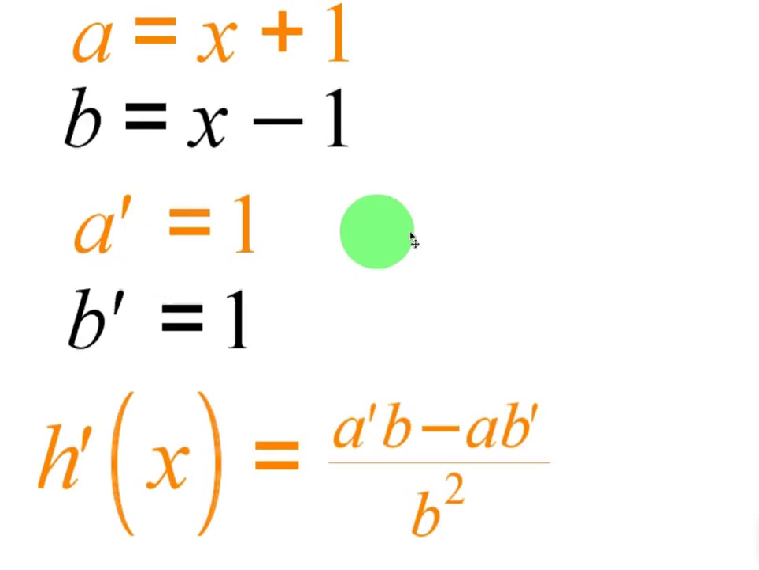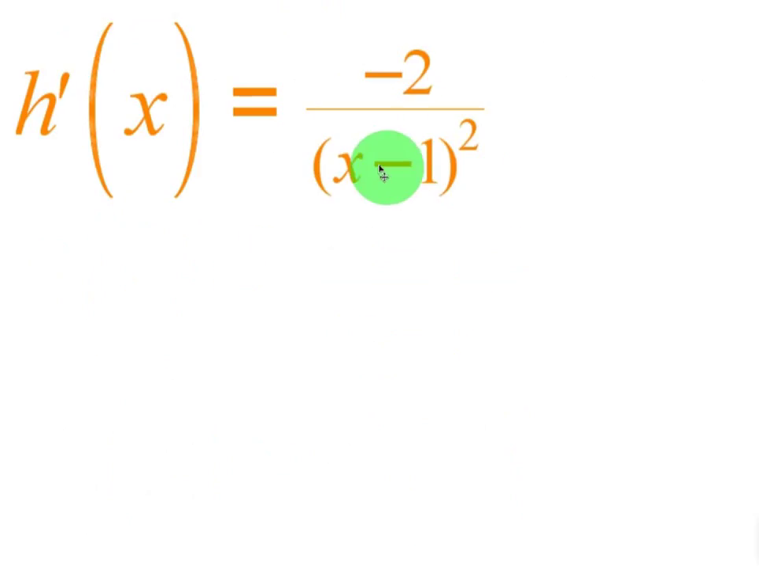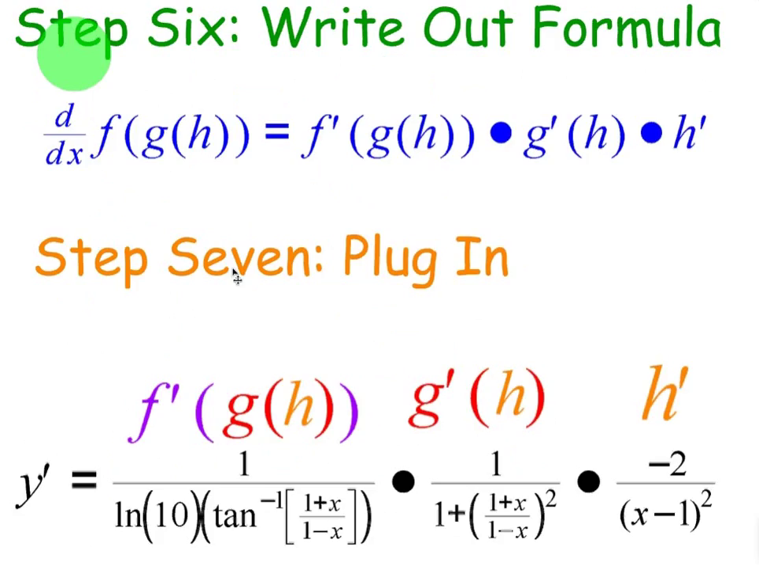So we're just going to plug this stuff in to find the derivative of (x plus 1) over (x minus 1). I'm not going to spend a whole lot of time on that. But when we simplify it, we actually get something pretty interesting. We get negative 2 over (x minus 1) squared. So that's our innermost derivative using the quotient rule.